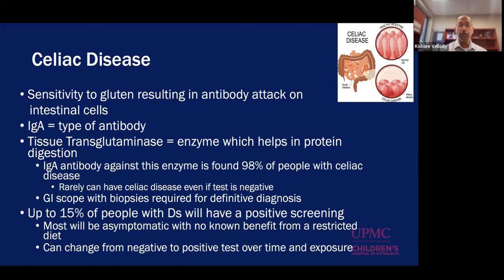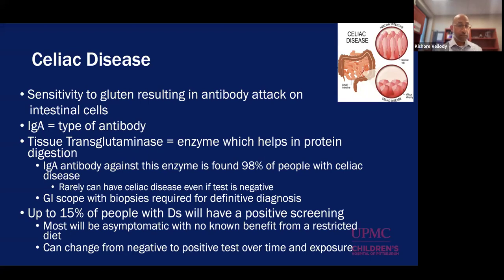When we look at people with Down syndrome, if we were to screen everybody with Down syndrome with a TTG IgA antibody like we saw in this patient, about 15% of them will have a positive screening, but most of those are going to be asymptomatic, and there really is no known benefit for people with Down syndrome from restricting their diet. And so it's important for us to recognize that the current recommendation saying symptomatic only should you be testing is because of that, that even if they have a positive screen, it doesn't mean that they're ever going to have any symptoms related to celiac. So maybe it's better not to know that they have a positive screen because they're not going to have any symptoms. That's kind of how that was.